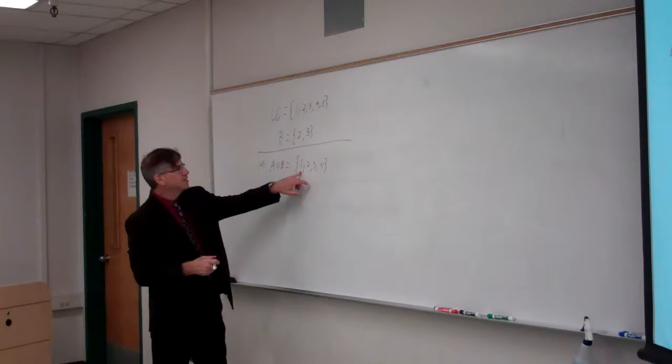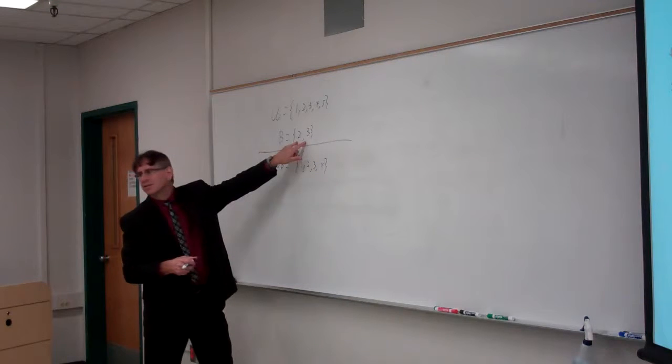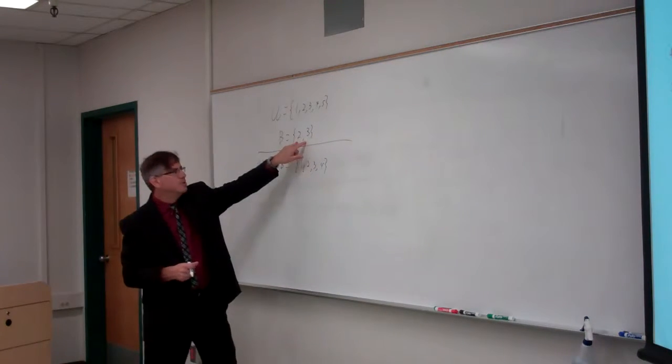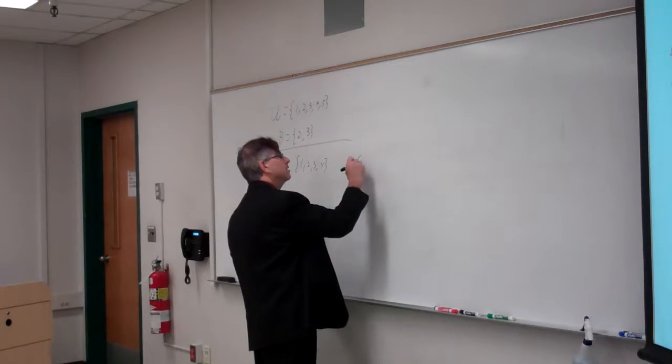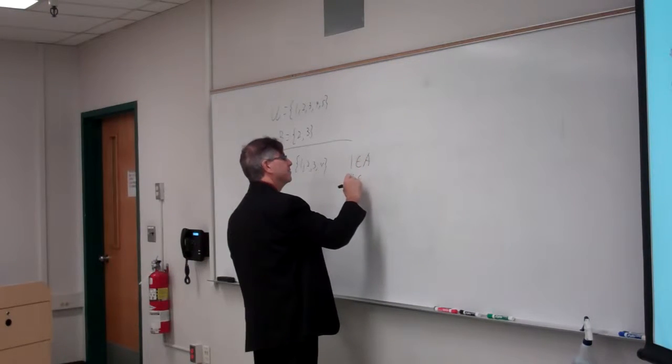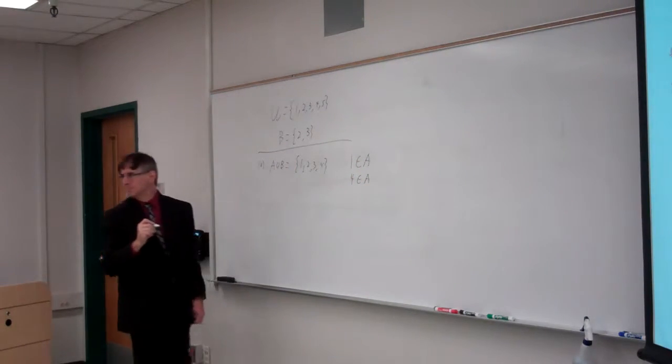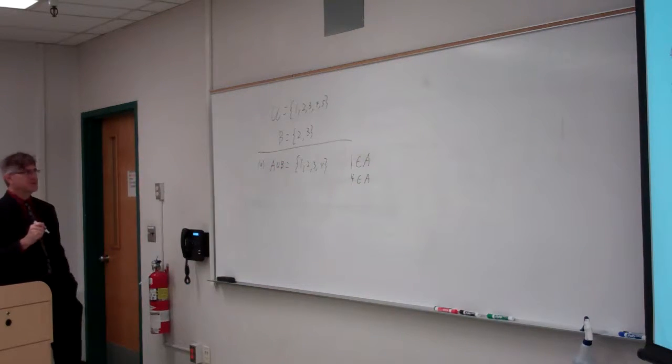Since the union contains 1 and 4, but B does not contain 1 and 4, we know absolutely that 1 has to be in A and 4 has to be in A. So it's got to contain both of those elements.